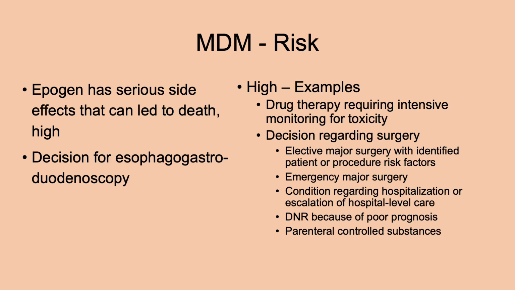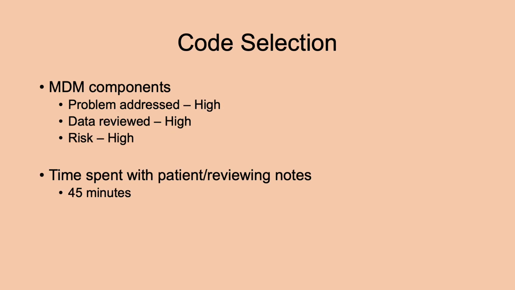So let's look at the risk. The EpiPen has serious side effects that can lead to death, so therefore it's high. And the decision for the esophagogastroduodenoscopy, that's not major surgery, but just because of the toxicity issue, this can be reported as high. So, medical decision making, this is pretty straightforward for this one. You got problem addressed as high, data reviewed as high, risk is high. You put them all together and you get a high level of medical decision making.